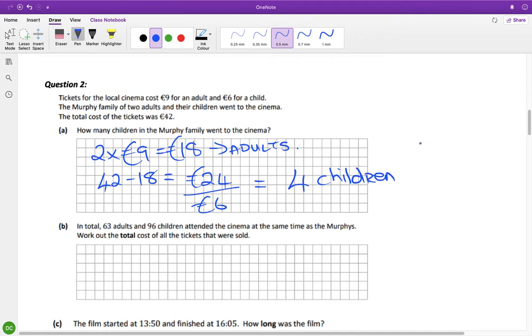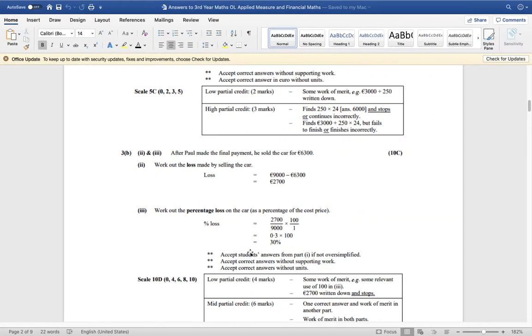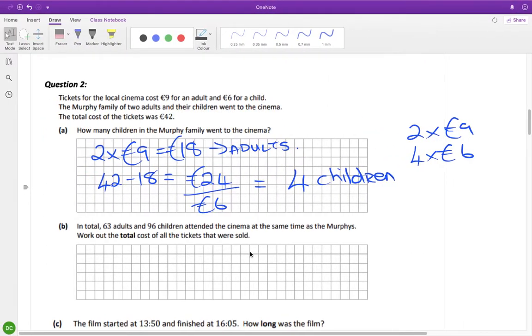Just let me check that works. So 2 €9 tickets and 4 €6 tickets. So 2 by 9 plus 4 by 6? 42. Yeah, so 4 children is my answer. Yep, number of children is 4.